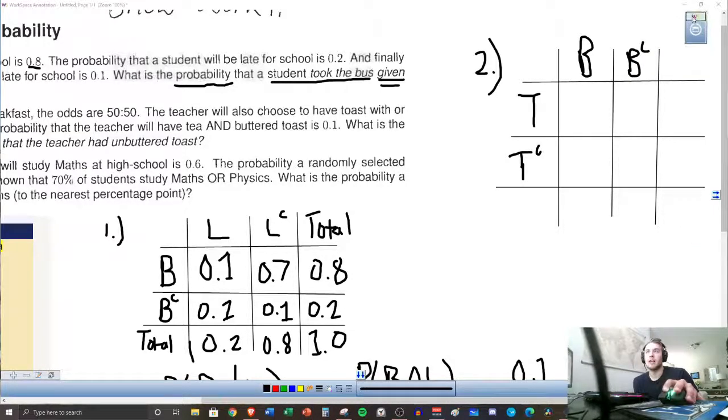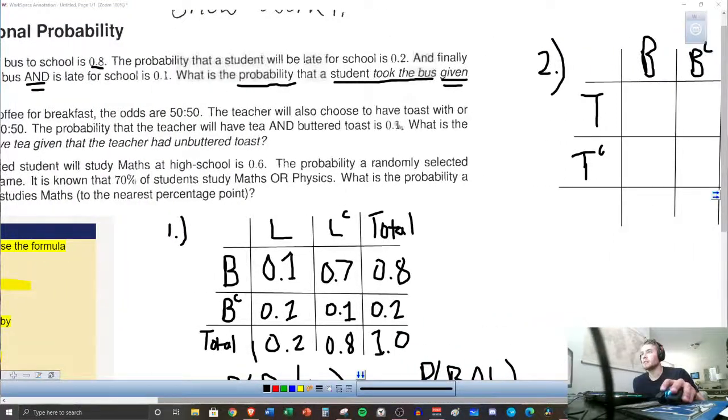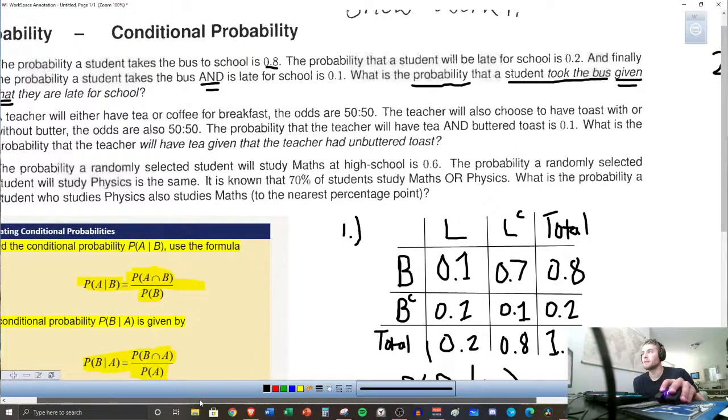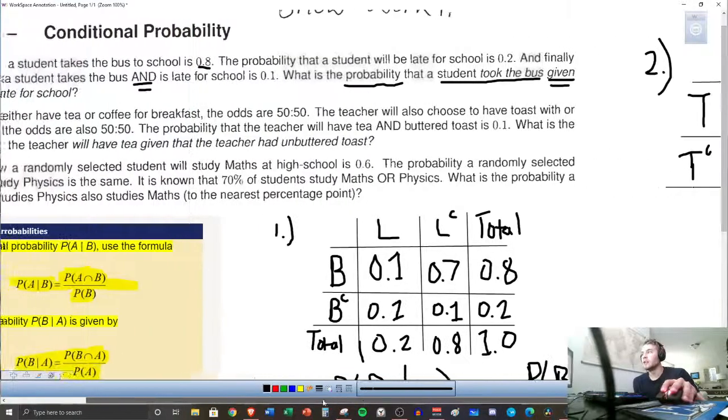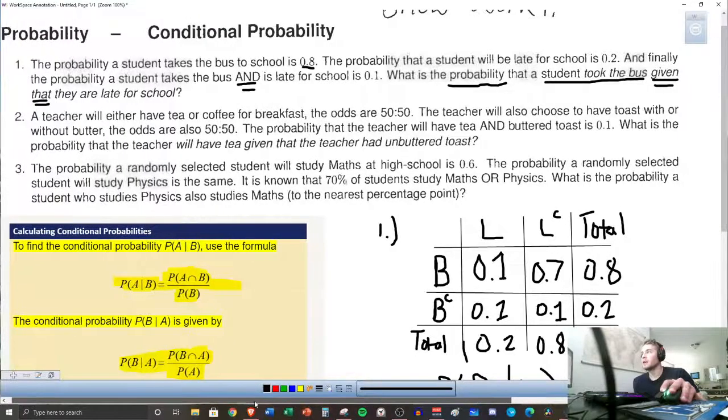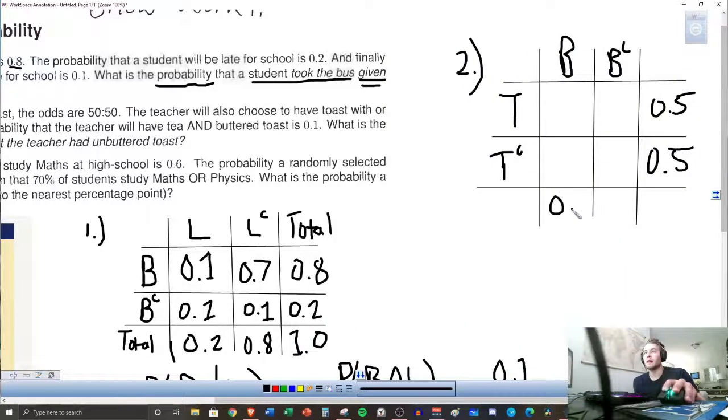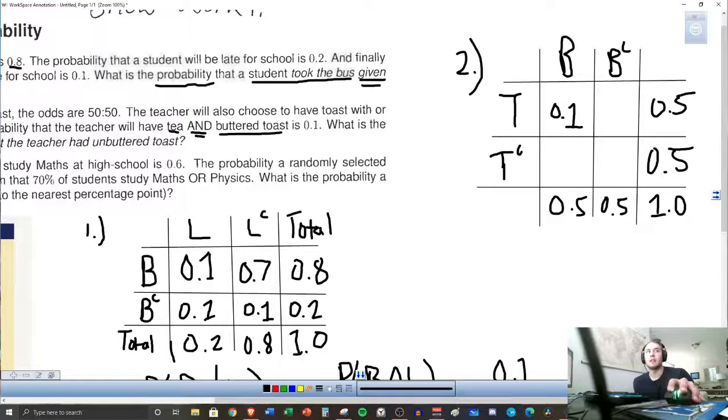Okay, so we've got that. Now, we know that this is going to be in decimals, but it says 50-50, and we have decimals, so 50% is the odds for tea or coffee. So I'm going to put 0.5, 0.5, that's 50-50. It says butter or without butter on their toast is also 50-50, so we put 0.5 and 0.5. Adds up to 1.0. Then it says tea and buttered toast, so that here is 0.1. And now we can just fill in the rest of this.